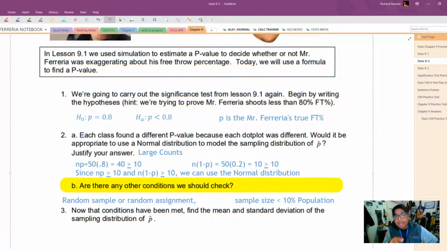Now for sample size, remember we check that because we are sampling without replacement. That in essence changes our formula for standard deviation. So we need to make sure that our sample size is small enough that the change in the standard deviation itself won't be very big, or at least not big enough to matter.